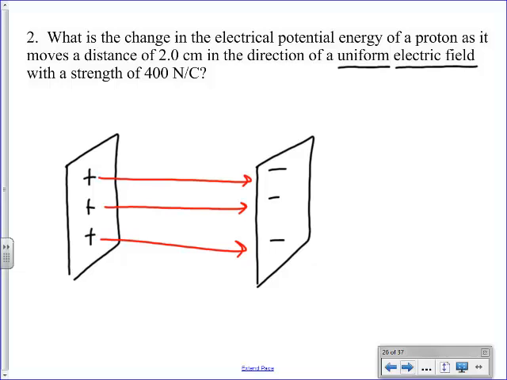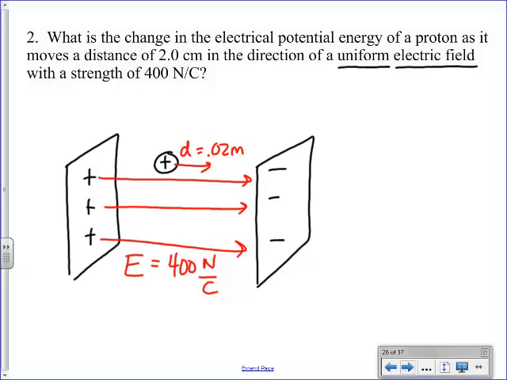Okay, so now they say that a proton moves a distance of 2 centimeters in this field. They're telling us that the strength of this field is 400 newtons per coulomb, and they're telling us that the distance that it travels is 0.02 meters. So first of all, I want you to think about this for a second. What happens when we allow this positive charge to move? It wants to move in the direction of the field, right? It wants to move to the right, which means it's going to lose potential energy.